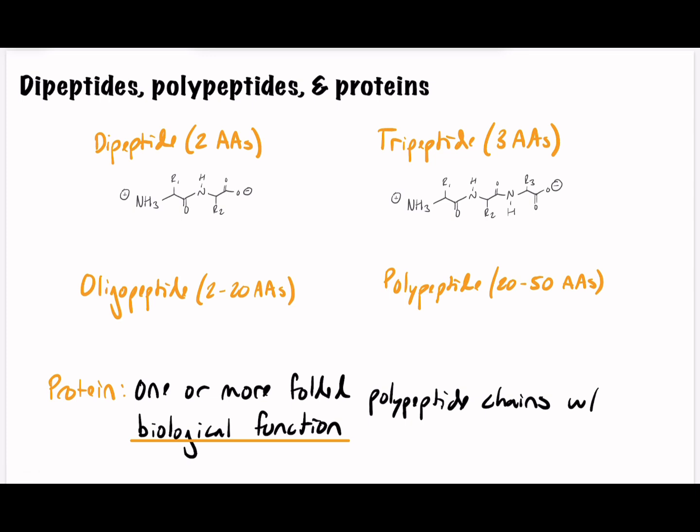And then in general, a protein is, and this is the definition you should be able to have down for the MCAT, one or more folded polypeptide chains with biological function. That last part is really important. Proteins need to have some sort of biological function. They can't just be a polypeptide chain that floats around and does nothing. They need to have some function, like being enzymes or molecules like hemoglobin. It just has to be able to do something.